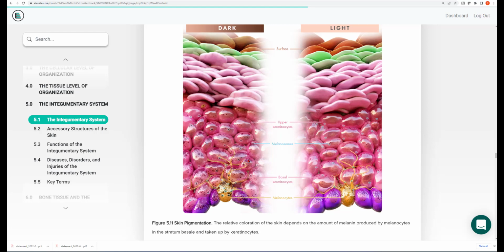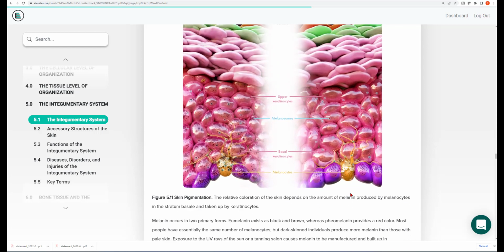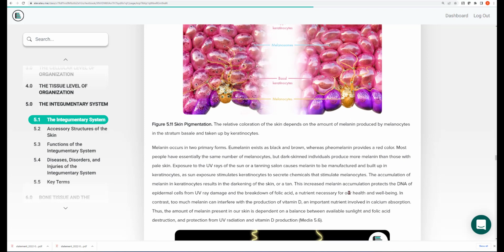So a person with a darker complexion is producing melanin of a darker color, and a person with a lighter complexion is producing less melanin and likely also a melanin that has less color in general. Again, we all have the same number of melanocytes. It's just what are they producing? Now this melanin, like I said before, protects us from the exposure of UV radiation.